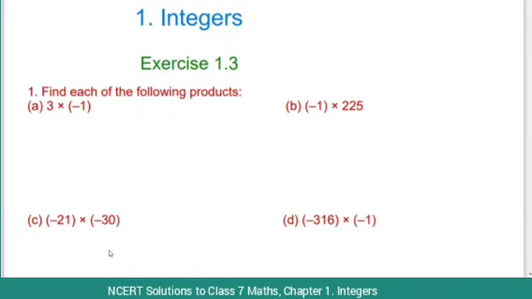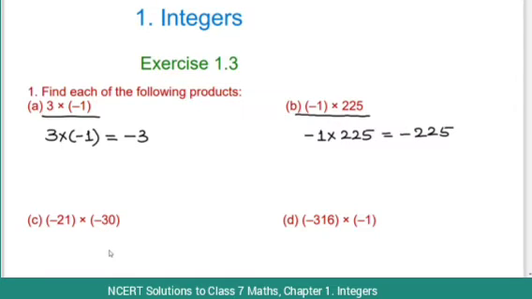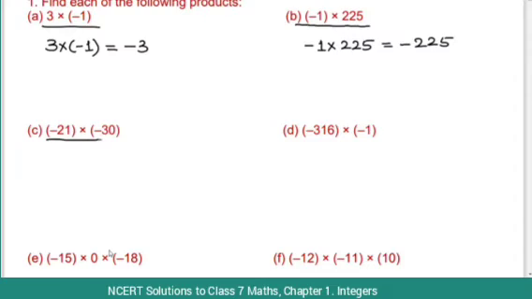Exercise 1.3, first question, find each of the following products. A, it is given as 3 into -1. So 3 into -1 is equal to -3. B, -1 into 225. -1 into 225 is equal to -225. C, minus 21 into minus 30. So here minus into minus becomes plus. 21 3s are 63. It becomes 630.